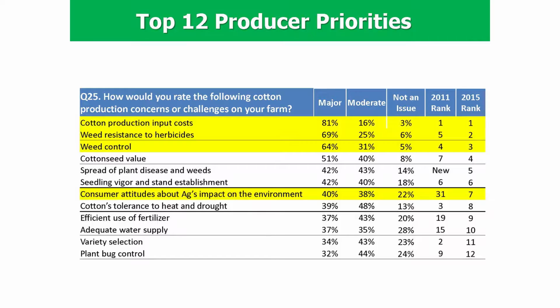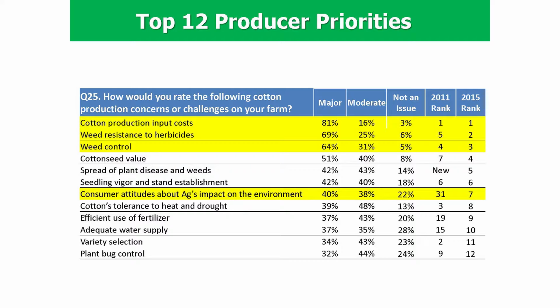So we asked question 25: how would you rate the following cotton production concerns or challenges on your farm? One of the trick questions was cotton production input cost. Every grower is going to tell you that's their number one concern. We did not have yield as an option here because that would have been a no-brainer. But 3% of the growers said it's not an issue. I think 3% of the growers just didn't rate that at all. They just checked the first box or the last box. And these were all randomly presented in the survey.